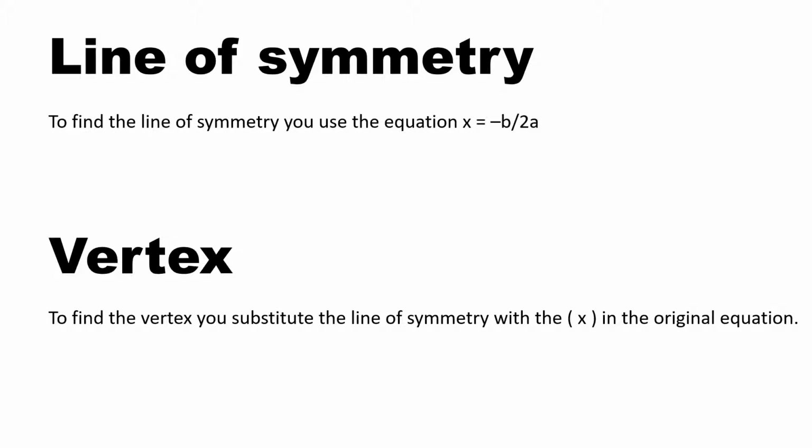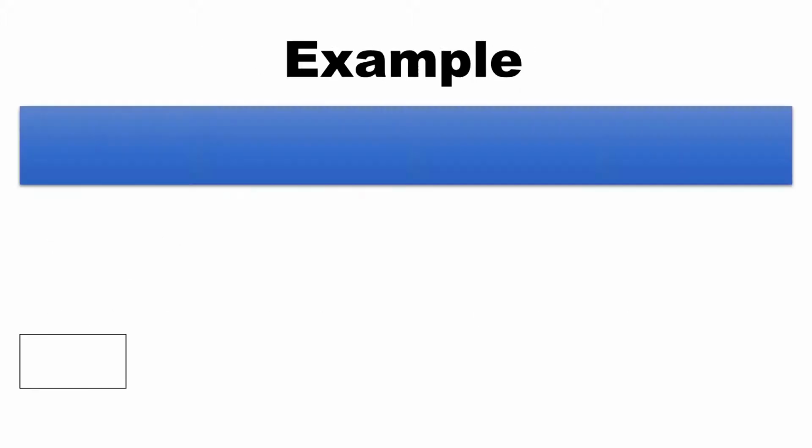Just for the people who don't know the meaning of line of symmetry and vertex, a line of symmetry is the line that splits the parabola into two halves, and the vertex is the minimum or maximum point of the graph.